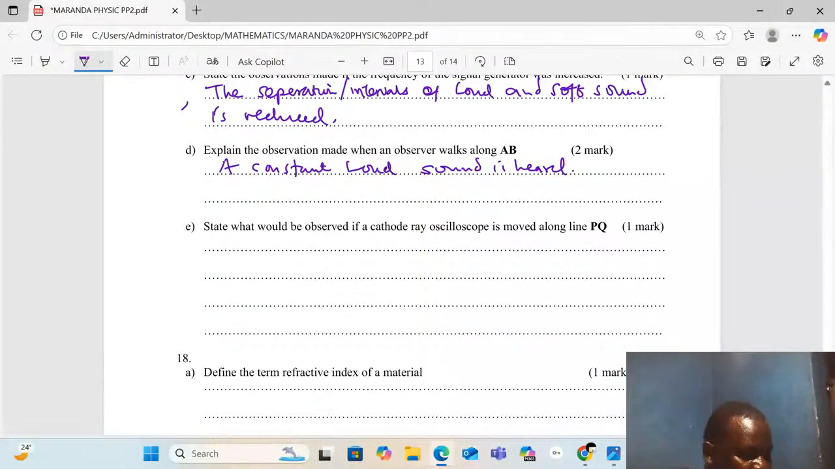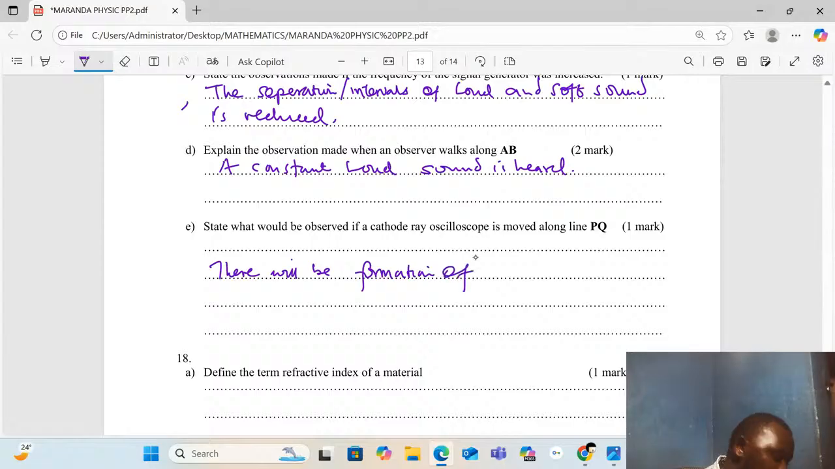State what would be observed if the cathode ray oscilloscope is moved along PQ. This cathode ray oscilloscope is like testing what type of wave will be formed. So there will be formation of a transverse wave.